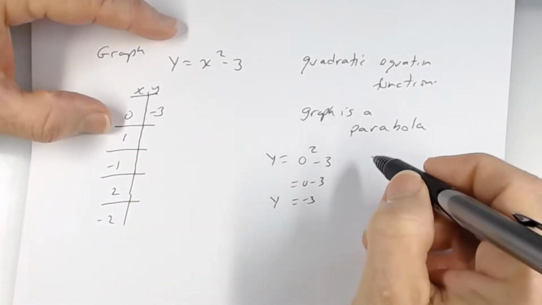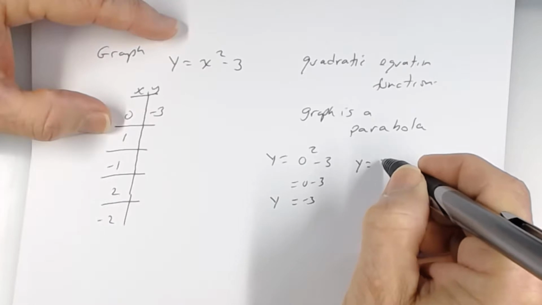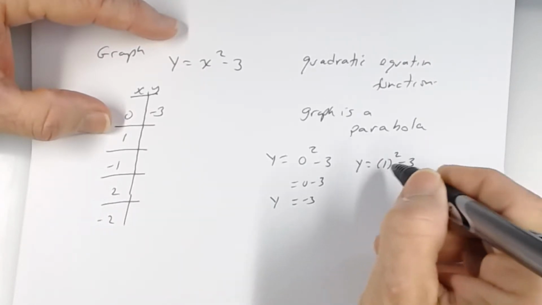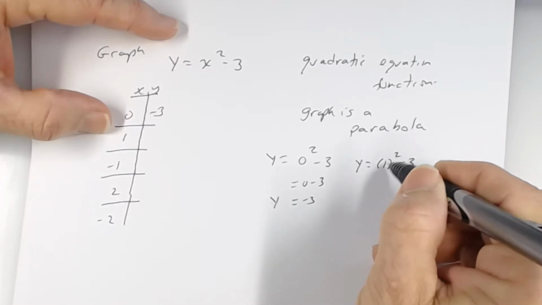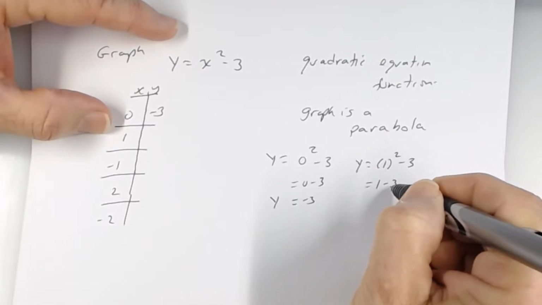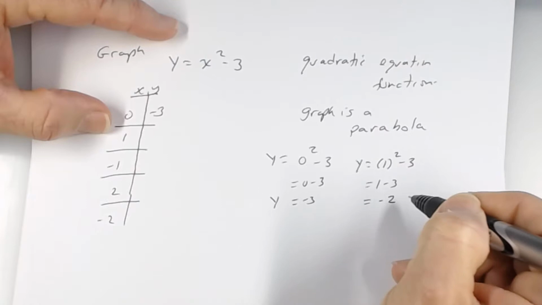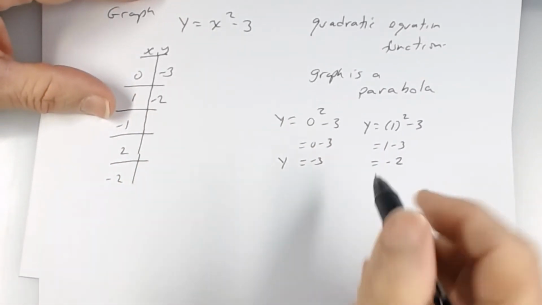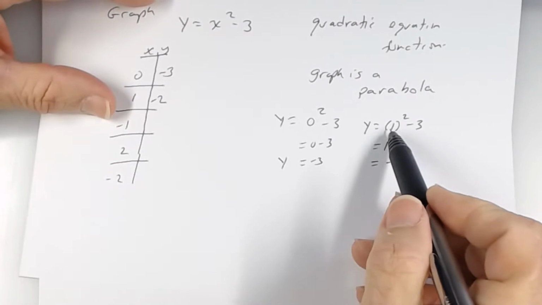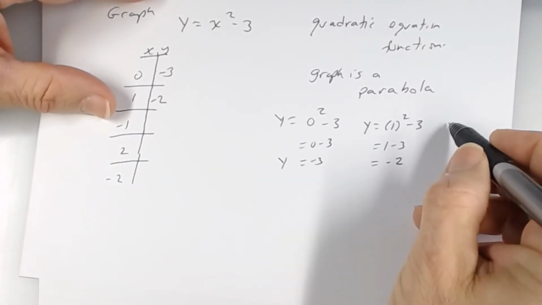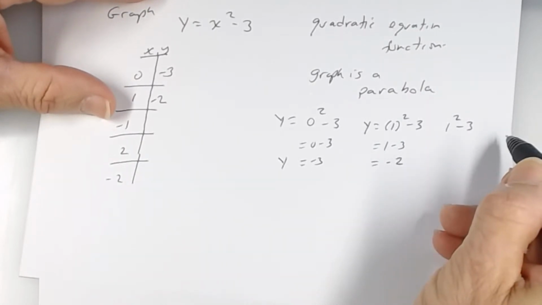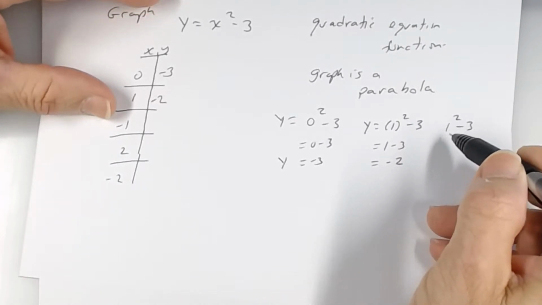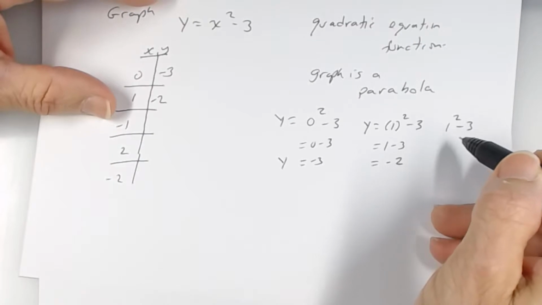If x is 1, I get y equal 1 squared minus 3. What's 1 squared? What's 1 times 1? 1 subtract 3 is a -2. If x is -1, now notice I put parentheses around this 1. It was not necessary. I could have just said 1 squared minus 3, because this base right here is understood to be 1. 1 times 1 is 1.